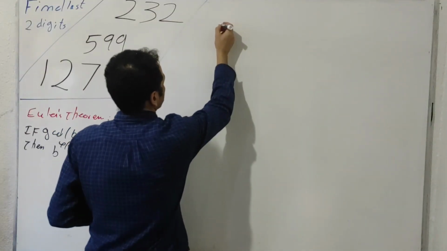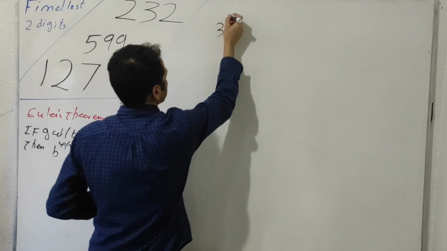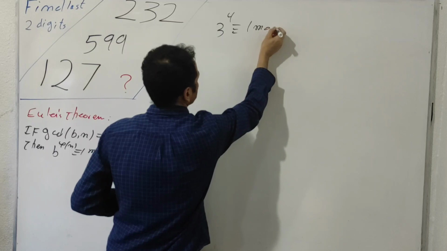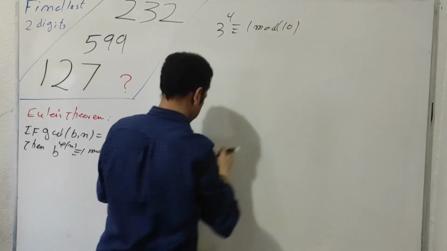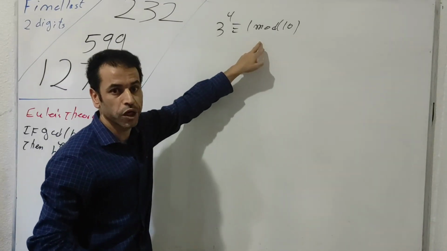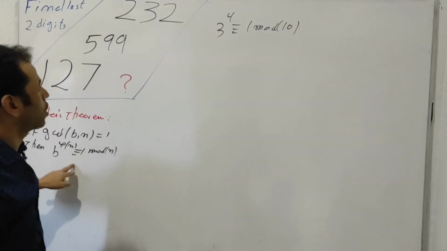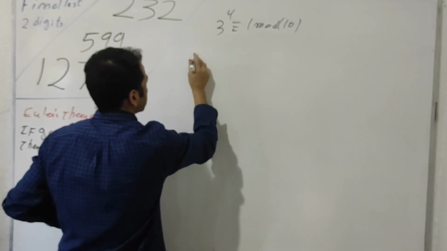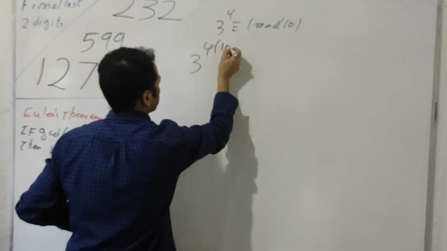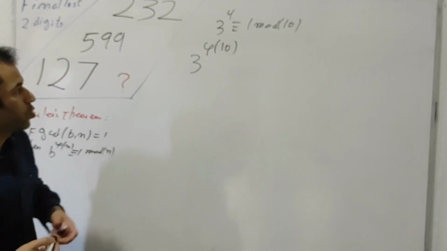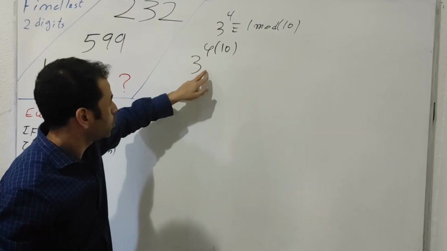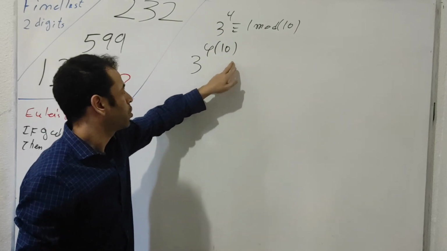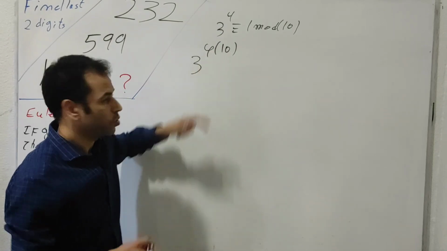So if I calculate 3 to the 4, it is congruent to 1 mod 10. In order to prove this one, I'm going to easily apply this tool, Euler's theorem. So let's take 3 as a base, 3 to the phi of 10. There are two ways to calculate this one. I'm going to list all the numbers 1 through 10, and take just the numbers which are relatively prime to 3.